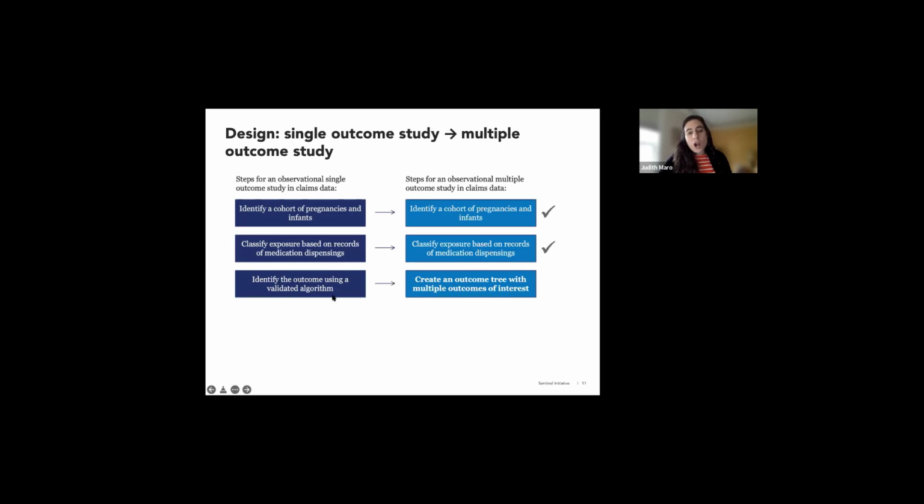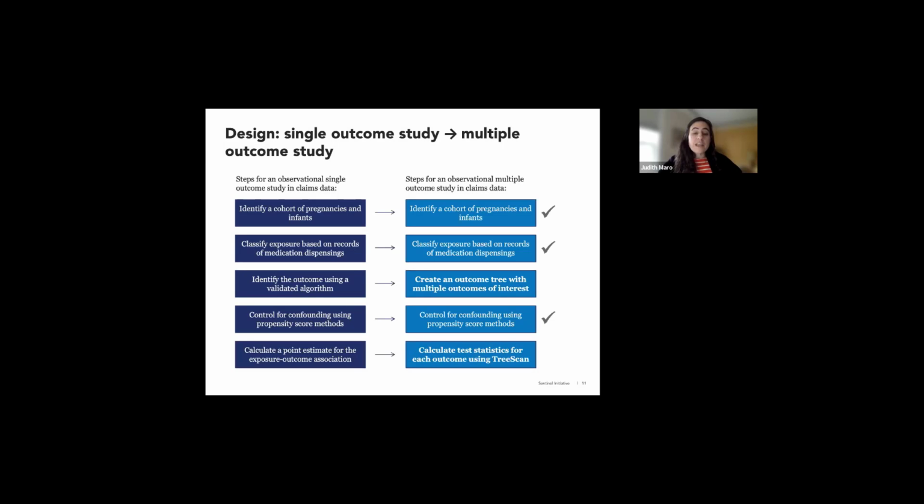So again, in a targeted study, usually that outcome is a validated algorithm for one particular outcome or group of outcomes. For example, cardiac malformations as a composite outcome. But here we create an outcome tree, and I'll show you an example of an outcome tree in a minute, because again, we're doing this screening analysis across many outcomes. Both a targeted study and tree scan have the ability to use confounding control with propensity score methods. But in a targeted study, you would calculate a point estimate and confidence interval for a particular exposure outcome association, whereas here we are calculating test statistics for each outcome using the tree scan software.